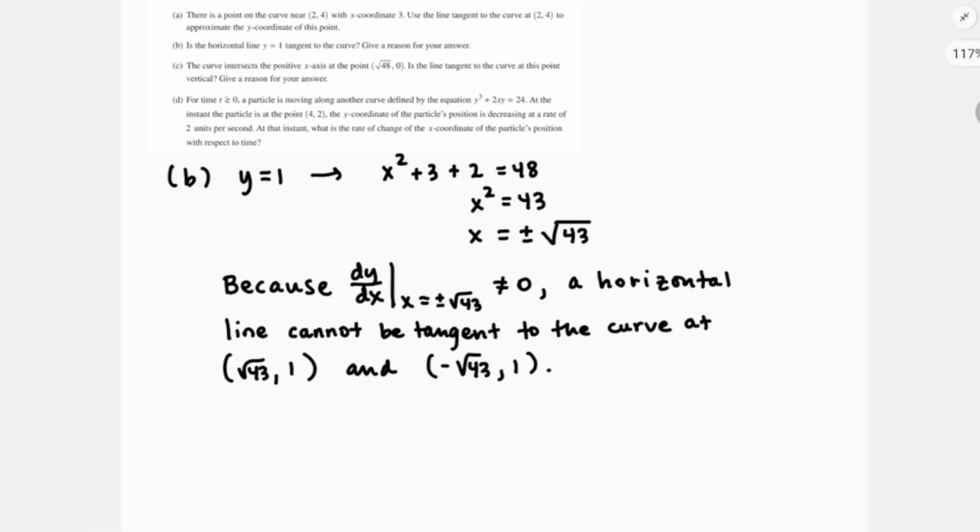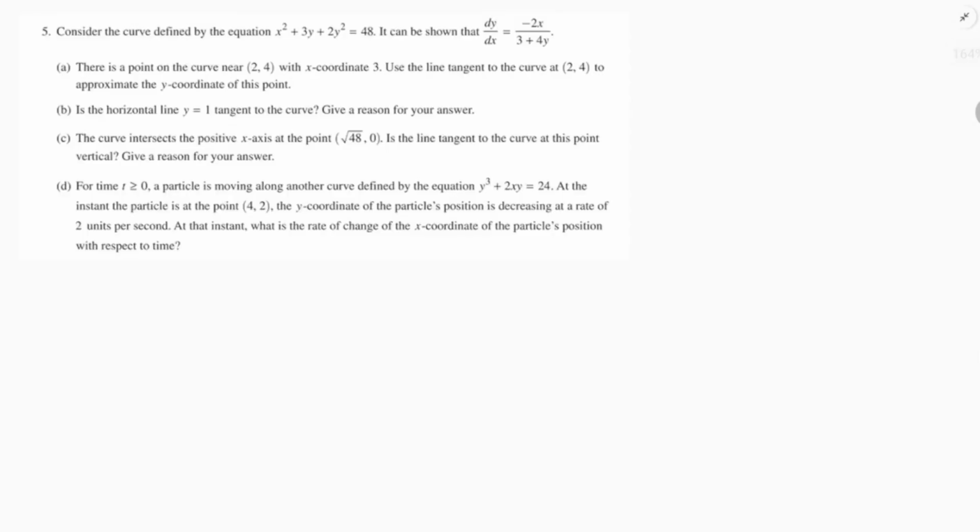Okay, part C. The curve intersects the positive x-axis at the point where x is the square root of 48 and y is 0. Okay, is the line tangent to the curve at this point vertical? Give a reason for your answer. Thinking back to last year, I'm hopeful that this one's yes, because I remember something like this last year where it was one yes and one no.